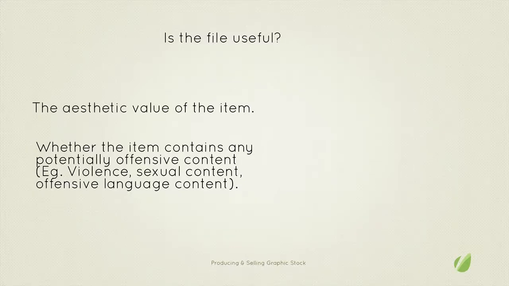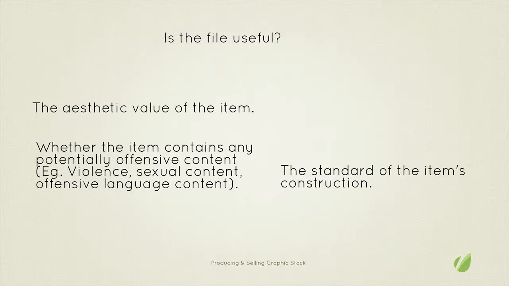The aesthetic value of the item. Each item is reviewed on the merits it has in terms of its design. You need to make sure that your designs are good and appropriate to the style that you're working under. The standard of the item's construction, we're going to break that down in this lesson, but the standard can include many things like, does it meet minimum requirements for dimensions? Is it a certain file format?